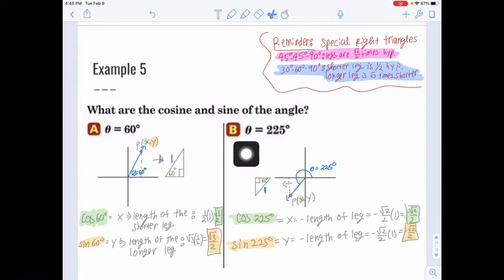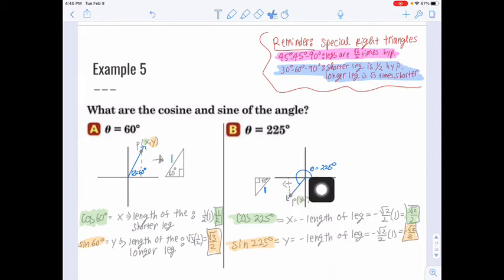We'll do the same thing for part B, which has theta equals 225. So going in a counterclockwise direction, 225 will end up in our third quadrant. Notice that in part A, we had our answer in the first quadrant, so everything is positive in the first quadrant, right? We've got positive x's, positive y's. However, in the third quadrant, everything's negative. We're on the negative side of the x-axis and the negative side of the y-axis. Therefore, our final answer will be the negative of the length of the leg.